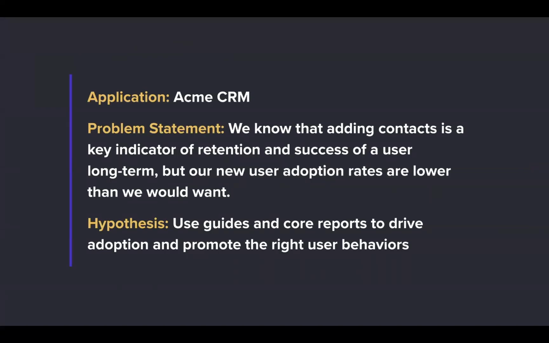Just to set this up a little bit, we'll use a scenario where we have a customer that has a CRM product. We know that adding context in this CRM is a really key indicator of retention and success of a user long-term. But it's not something that is super obvious for customers that might be new to this particular application. So we're going to show how we can use guides and different reports and different capabilities that Pendo has to walk through this scenario.